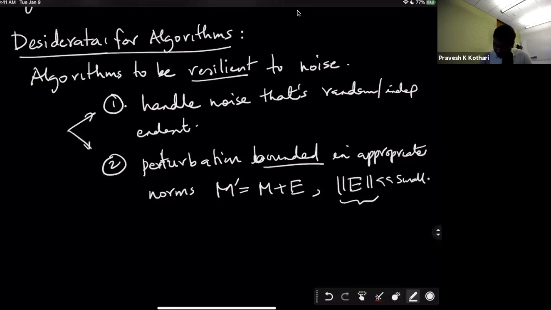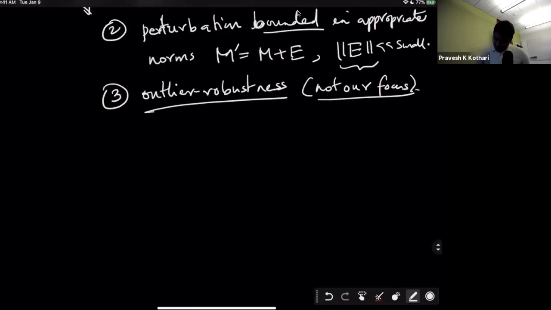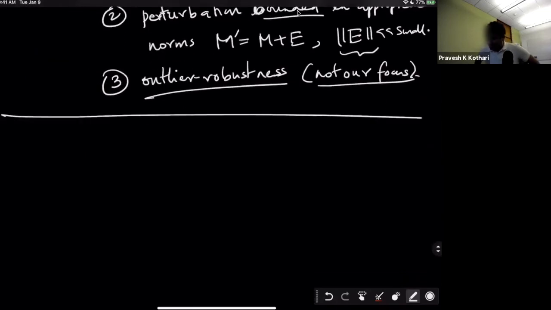I want to point out that, of course, we saw a third kind of robustness in the last lecture, which was in a situation where you have samples and some samples can be arbitrarily corrupted, etc. And let's call that notion of noise outlier robustness. We will not focus too much on this kind of noise resiliency today. Okay. Not our focus. Good. Okay. Now that I'm done with the spiel part, let's go do some math.